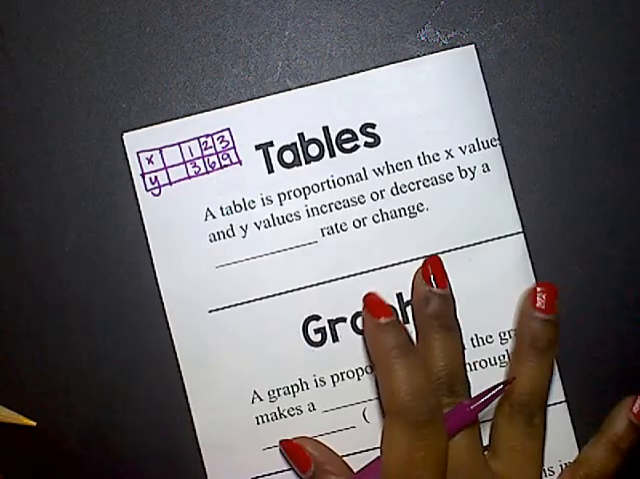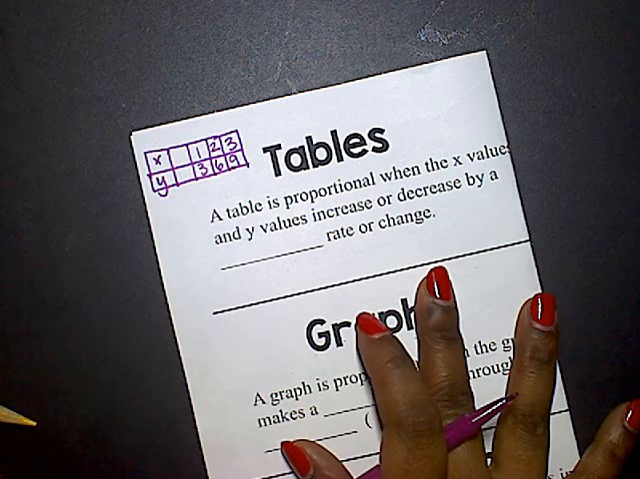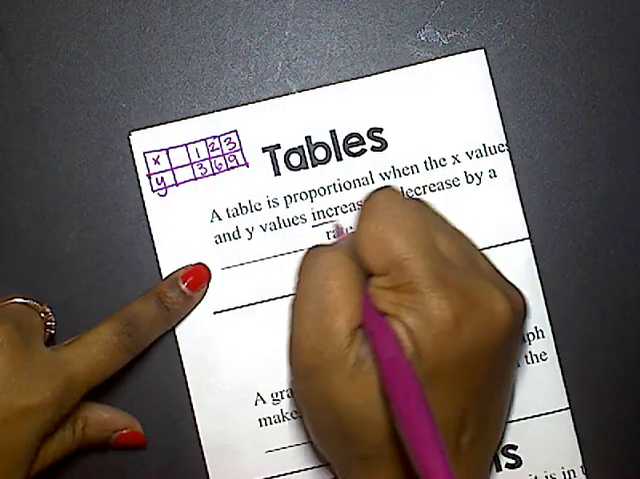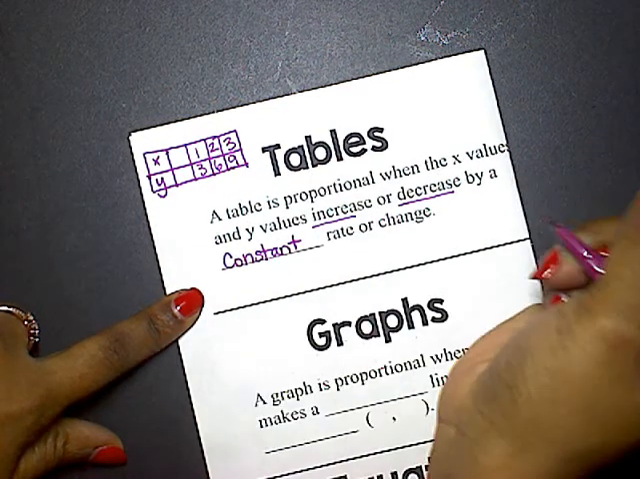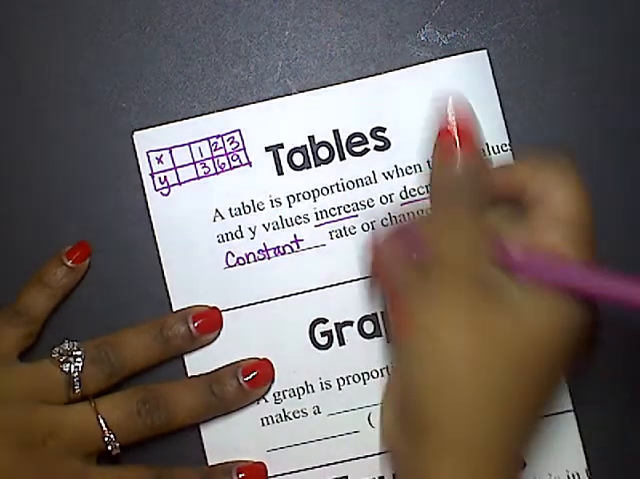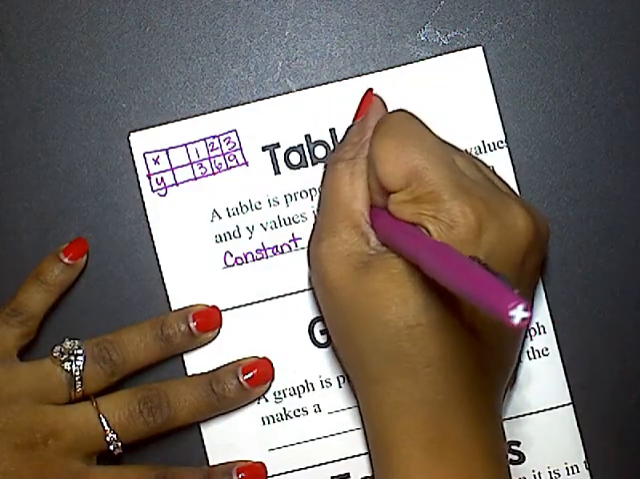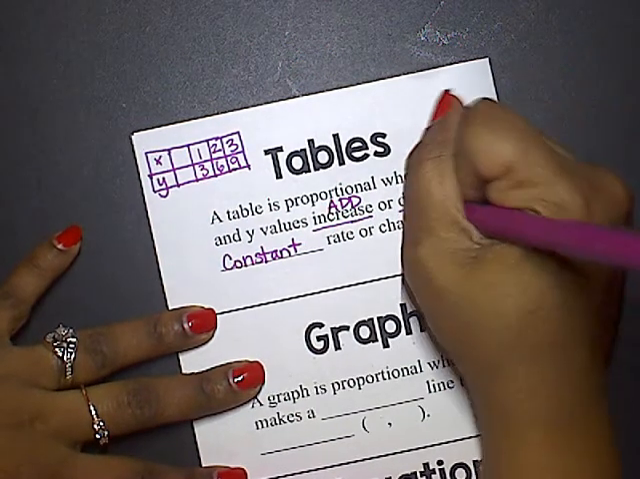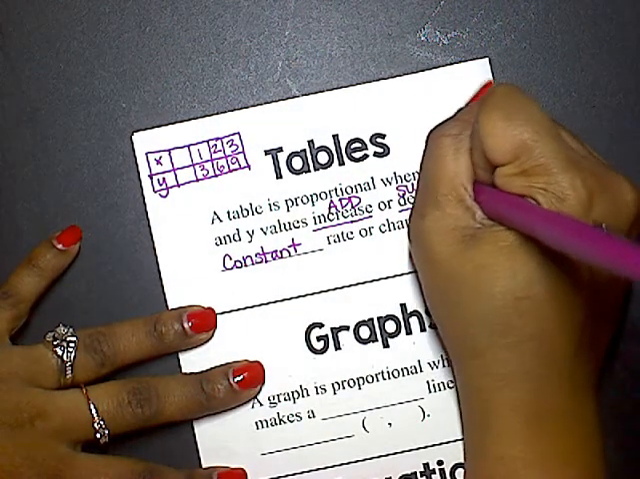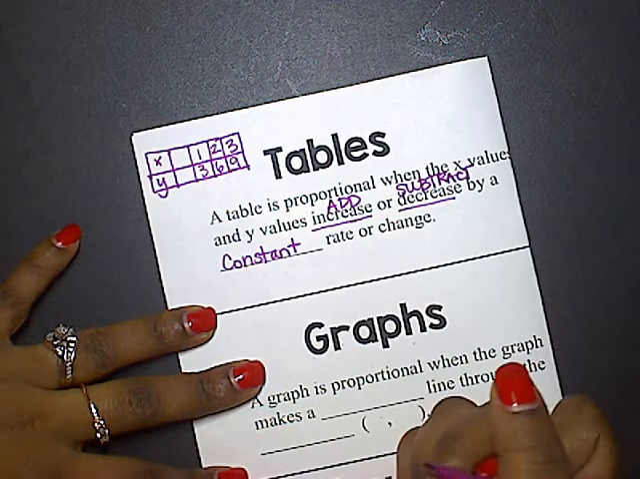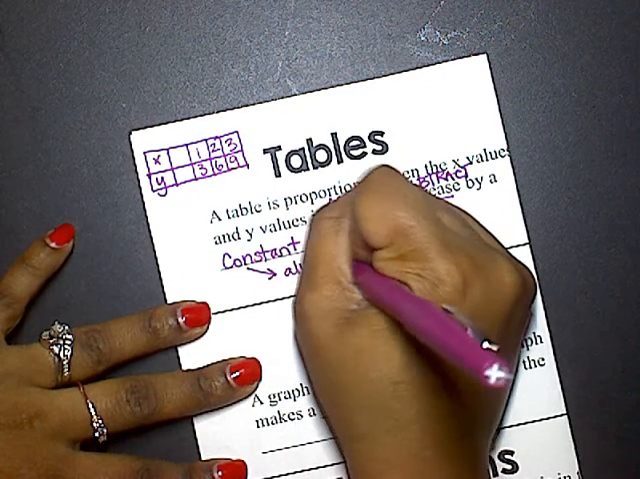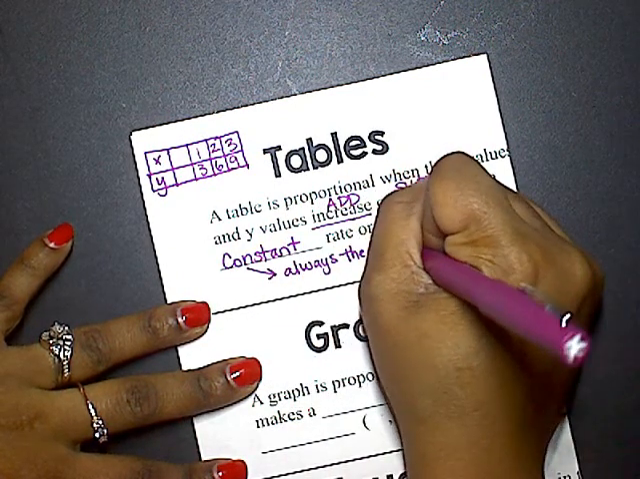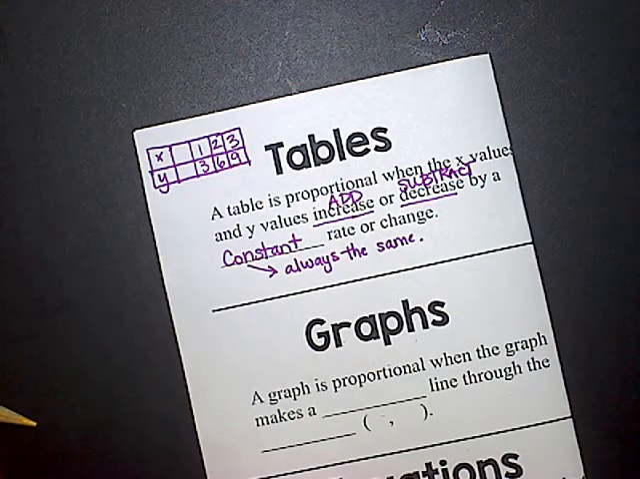And you'll see why. So a table is proportional when the x values and the y values increase or decrease by a constant rate of change. And when we think about increase, the operation that we always use is going to be add. So if it's going up, we're adding. If it's going down, we're subtracting. Okay? And so this word constant is just going to mean it's always the same. Okay?